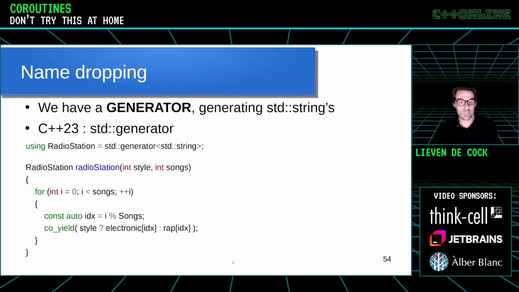That's it. No need to implement that radio station class. No need to implement a promise type. No need to implement an iterator. We get this for free. I think this is a huge improvement. Now, this is the only improvement that has arrived in C++23 related to coroutines. Not everything is a generator, unfortunately.